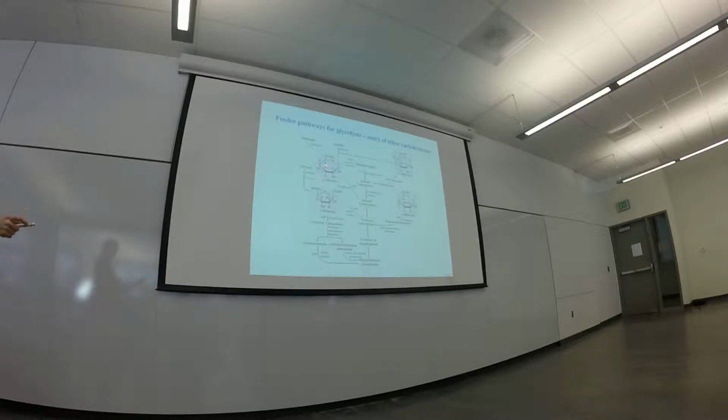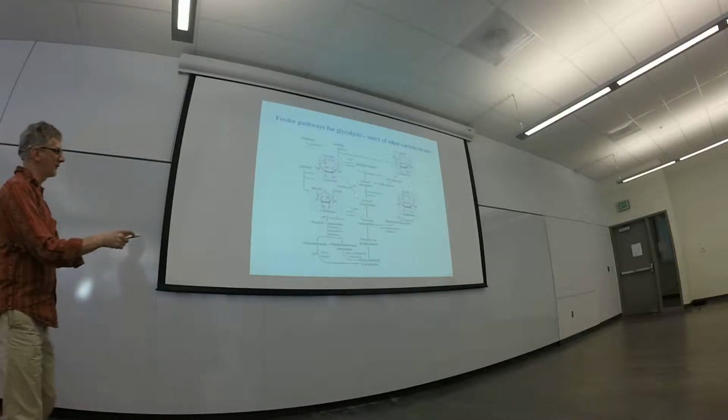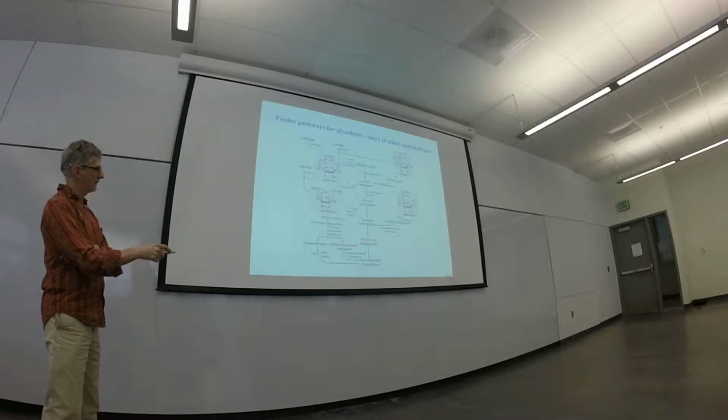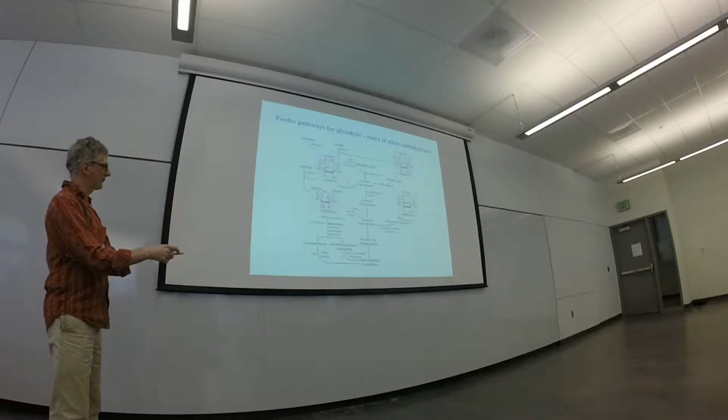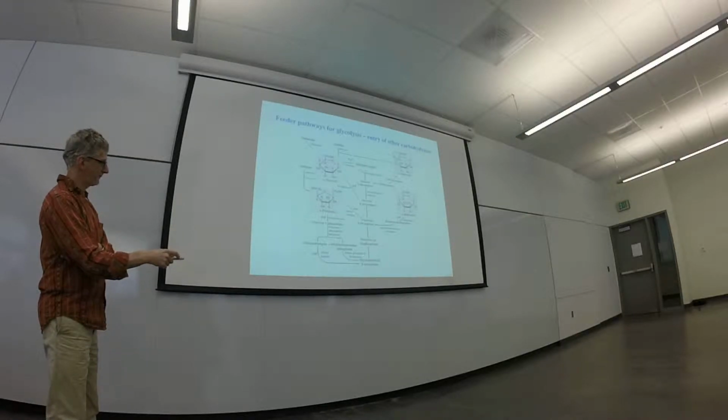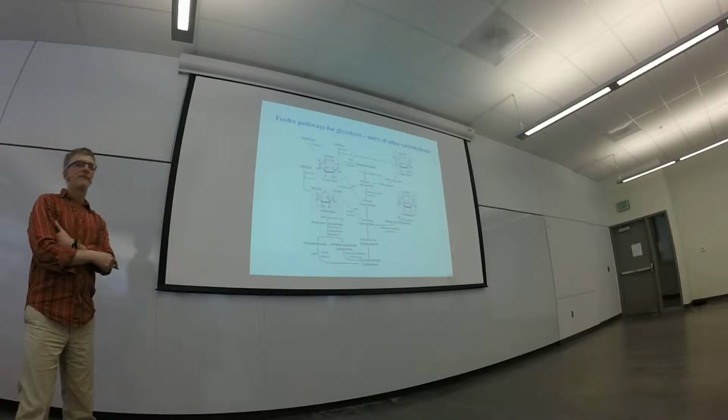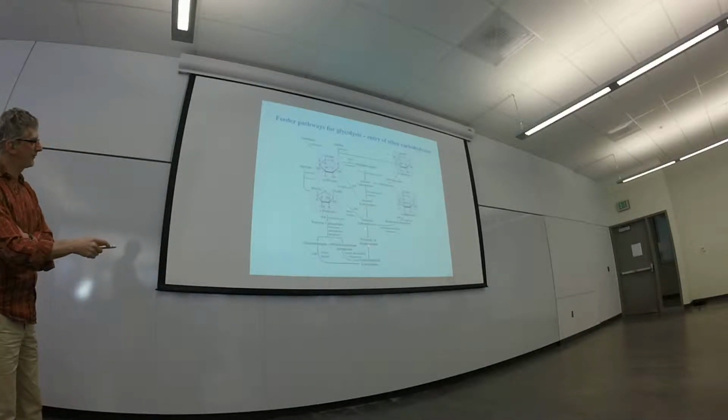Here's hexokinase, right? This is the phosphohexose isomerase here, then phosphofructokinase and aldolase here. Okay, so that's what we've seen so far.